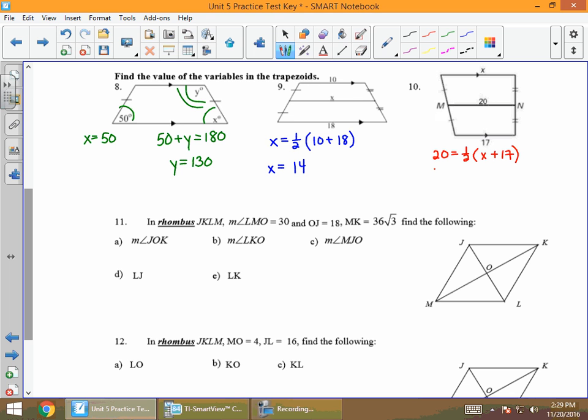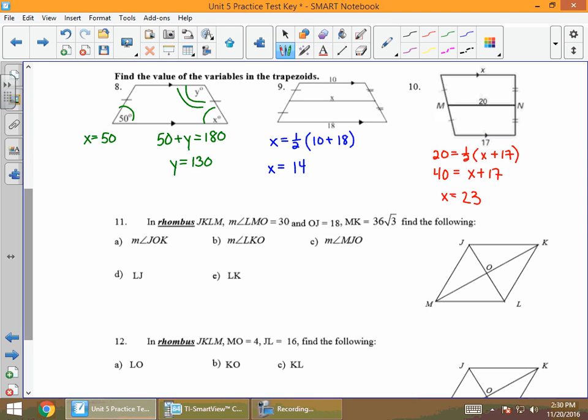So if I double the left side, I get 40. When I double the right side, I get rid of the 1/2. So I just have x plus 17. And then I'm going to subtract 17 on both sides. And 40 minus 17 is 23. So x is equal to 23.